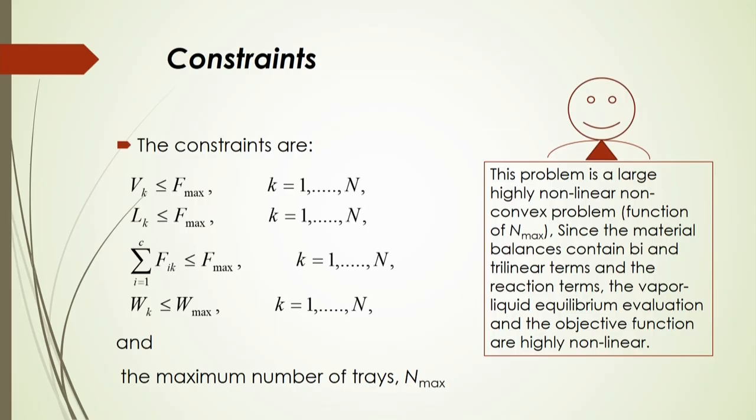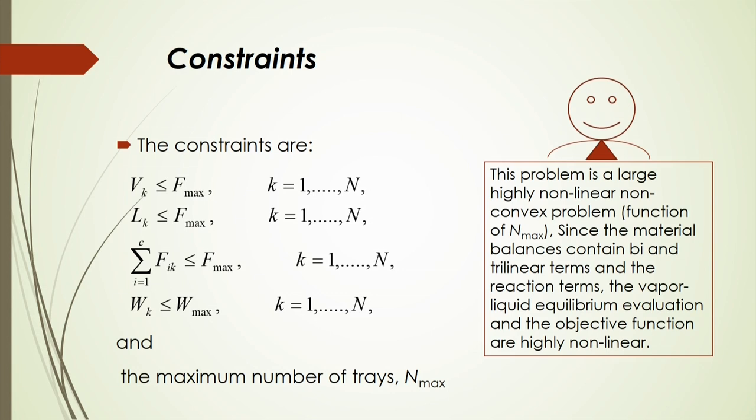Now, in this case what are the constraints? The constraints are that V k is less than or equal to F max. All those constraints are given in the slides: L k should be less than or equal to F max, the summation of F I k should be less than or equal to F max, W k should be less than or equal to W max, and the maximum number of trays should be N max. So, you have to remember that this problem is a large, highly nonlinear, non-convex problem, a function of n max.